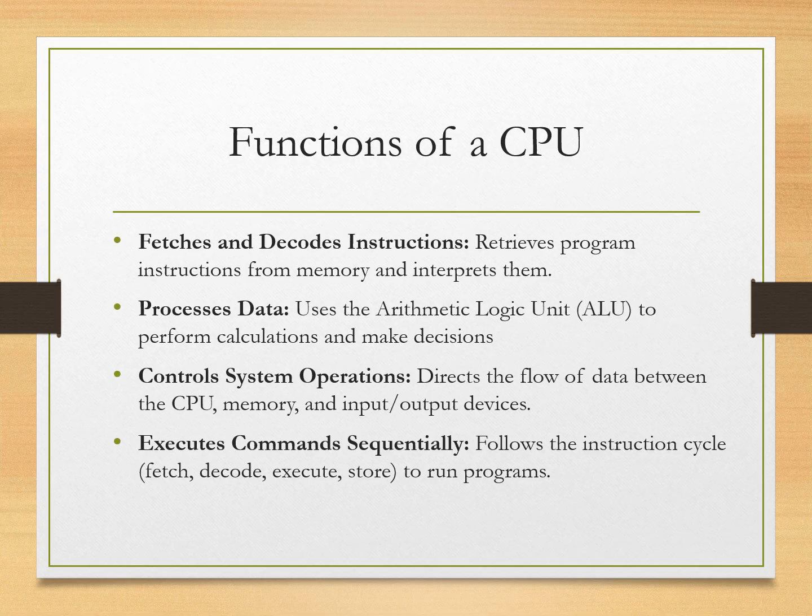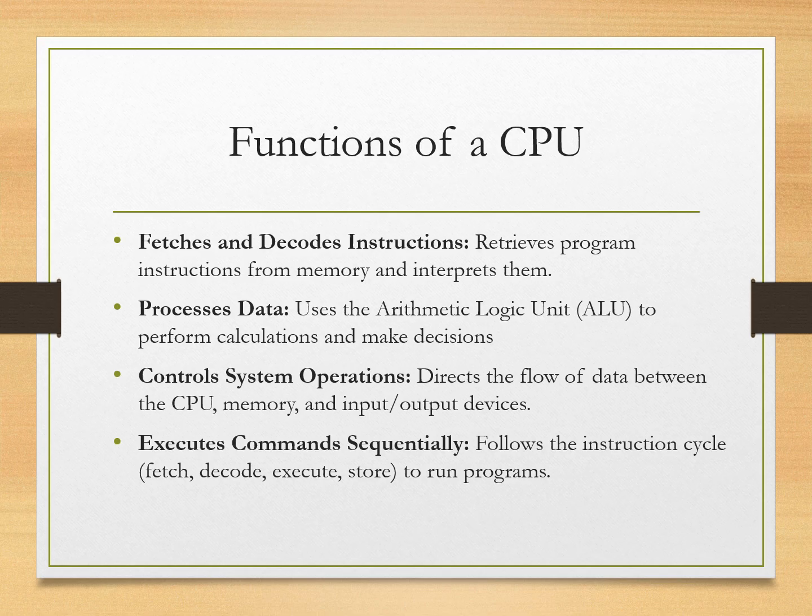Now I'll explain the main functions of the CPU, which is the core of any computer. First, the CPU fetches and decodes instructions. It retrieves program instructions from memory and breaks them down to understand what needs to be done. Next, it processes data using the arithmetic logic unit, or, as I mentioned, the ALU. This part handles all calculations and logical decisions, things like adding numbers and comparing values, as you know.